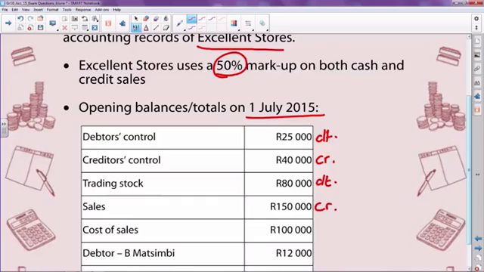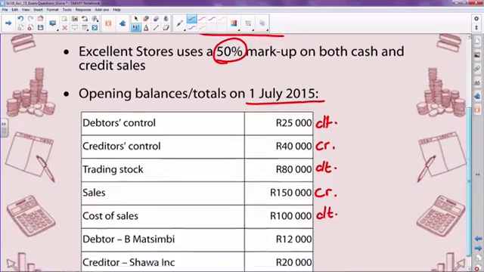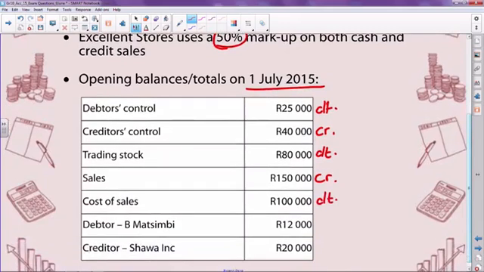You have cost of sales of 100,000. That is an expense. All the expenses on the debit side. And then I'm giving you Matsimbi. We owe Matsimbi 12,000, and I'm going to show you now where to place that amount. And then the credit to Shawa Incorporated we have as 12,000, and that's the balances. Now, guys, if you know where accounts go up and down, this is given marks. So let's go and look in the T accounts quickly.